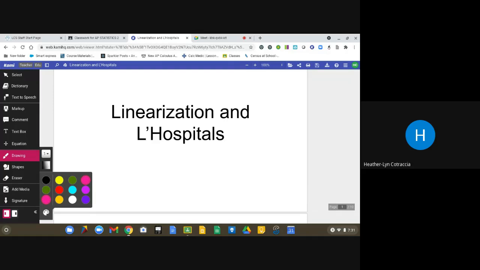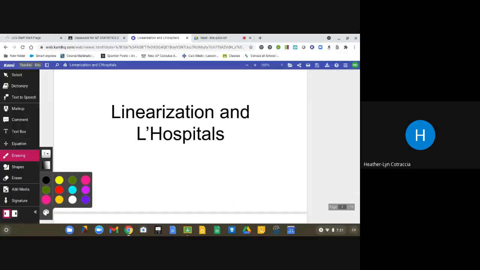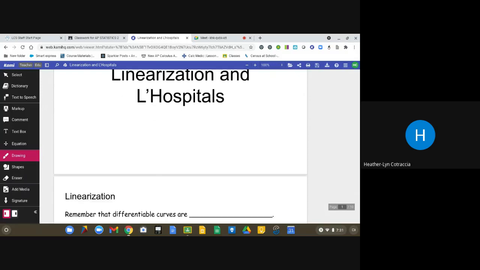So 3.3 is on two topics, linearization and L'Hopital's rule. They're pretty small in the grand scheme of AP Calculus. Important, but just not super important, like a tiny bit important. So we do need to go over them, but I think you'll find them pretty easy. So let's go ahead and get started.